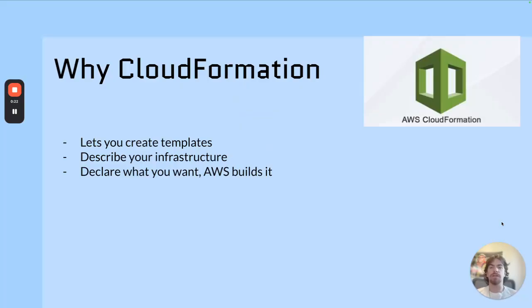So imagine you're needing to create dozens of AWS resources such as EC2 instances, S3 buckets, security groups, and all of them perfectly configured. Instead of clicking through the console, CloudFormation will allow you to describe your entire infrastructure in code. You declare what you want, and AWS will build it automatically, reliably, and in the correct order.